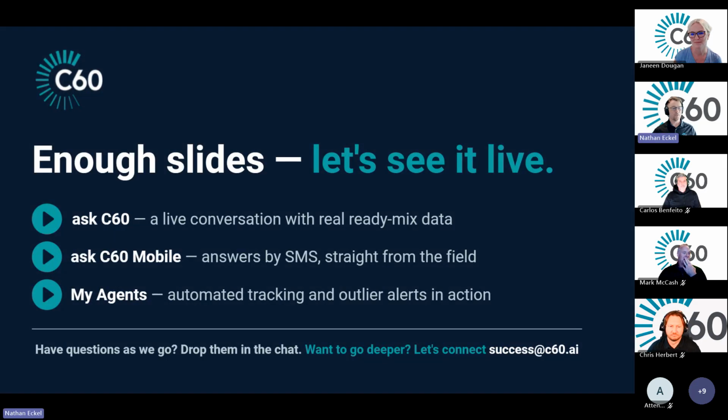Now, that's it for this short presentation. A lot of the webinar today, we really want to focus on actually using the C60 application and those 3 different features that we talked about. So those are going to be Ask C60, Ask C60 for your mobile device, and going through setting up My Agents to monitor the business in real time. So with that, I'll pass it over to Carlos, and Carlos is going to give us a brief demonstration on exactly what C60's AI model can do and how it works and functions.